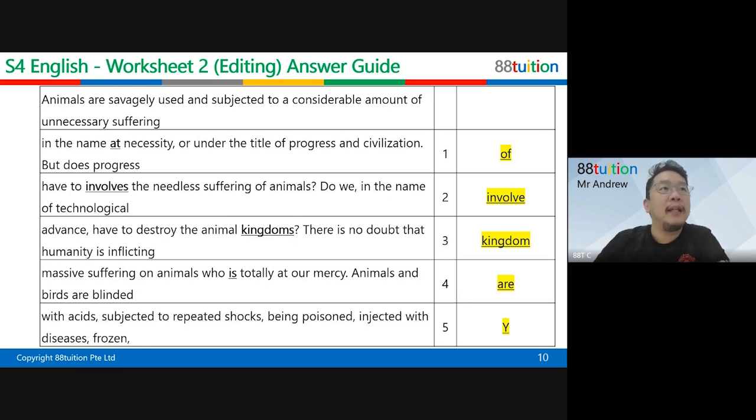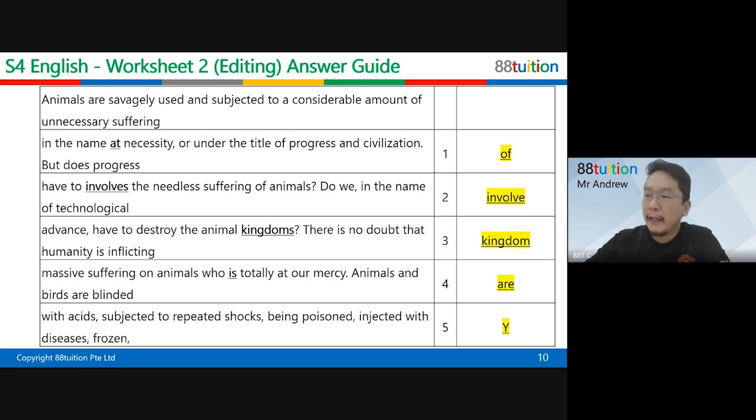But does progress have to involve the needless suffering of animals? Do we in the name of technological advance? So number two, involves will become involve, and this is where you have your subject verb agreement. Okay, a couple of you thought that you'd had to change advance to advancement.